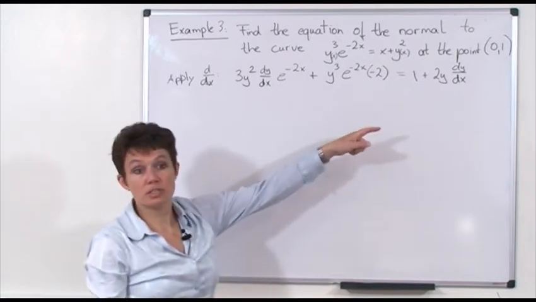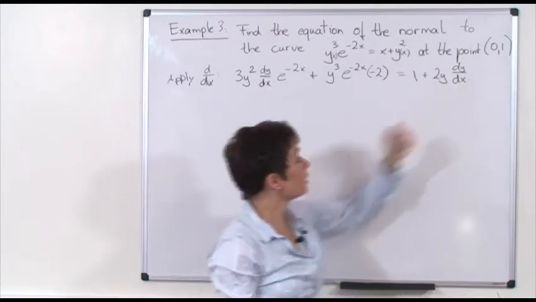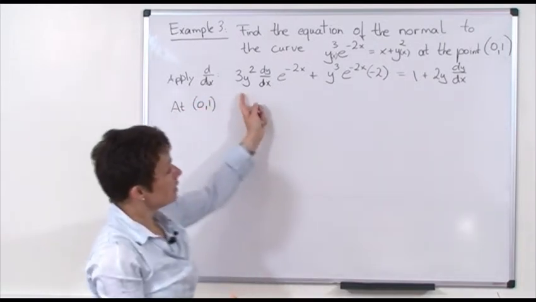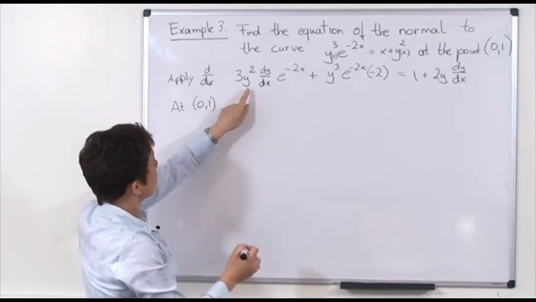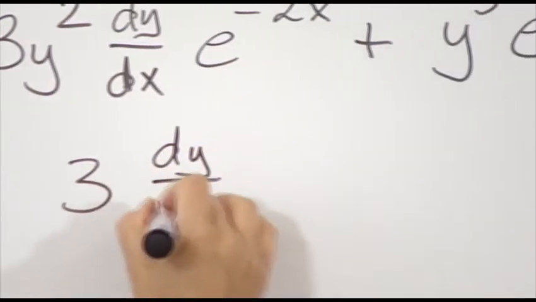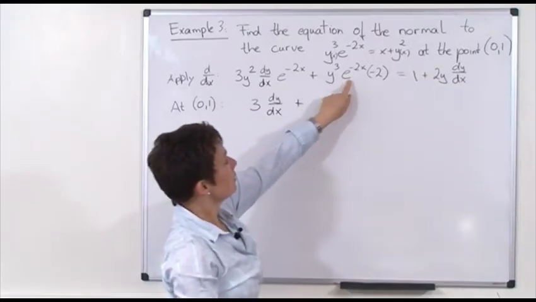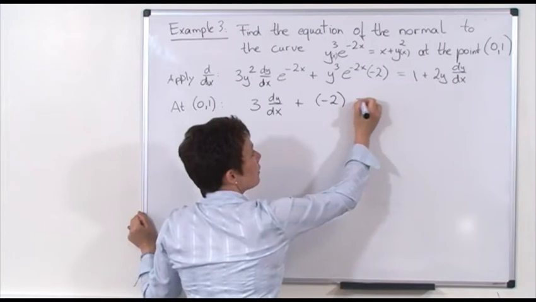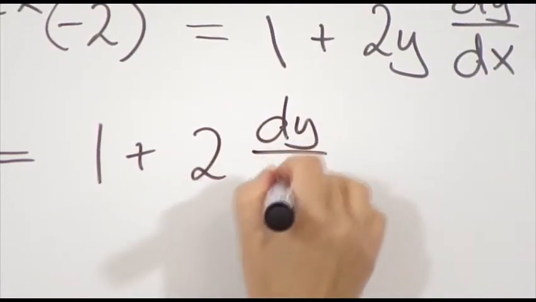I will not solve this equation for dy by dx yet. What I'll do is right away plug in the coordinates of the point we are looking for. That will make things simpler. So I'm looking at the point (0, 1). In other words, in this equation, I set y equal to 1, and I set x equal to 0. So y equal to 1 gives us 3 dy by dx. e to the 0 is 1. y cubed is 1. That's a 1. And so all I have left here is a minus 2. On the right-hand side, I got a 1. Since y is 1, I got 2 dy by dx.